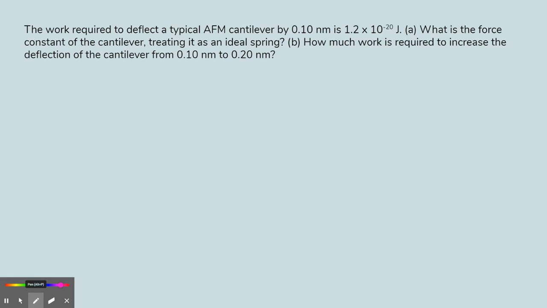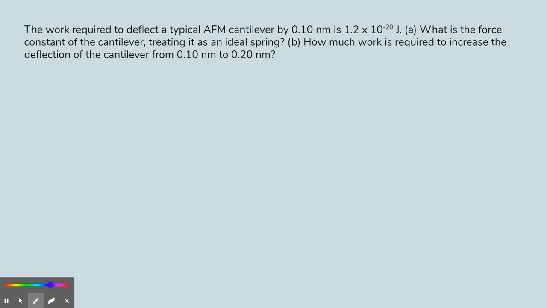For this next problem, we're going to look at an AFM cantilever. And I'm going to be honest, I've never even seen this. So it is perfectly fine if you don't know what this is. You should still be able to work the problem, and you'll likely find it's pretty easy because it says, what is the force constant when we're treating this as an ideal spring?